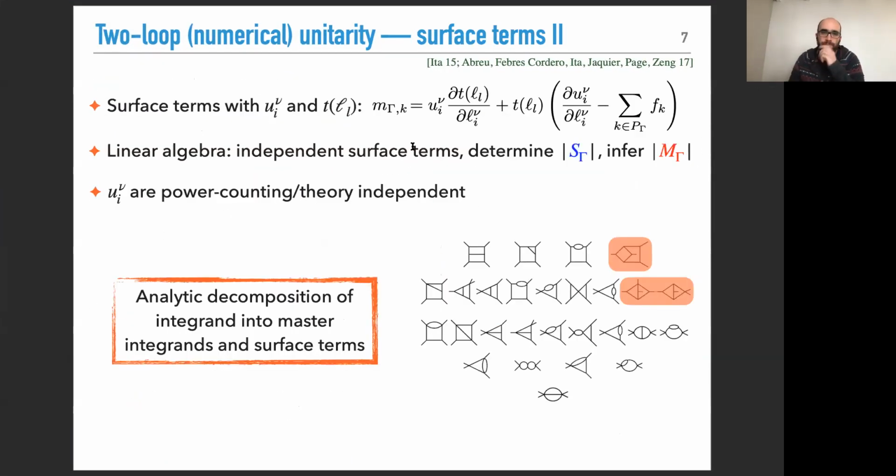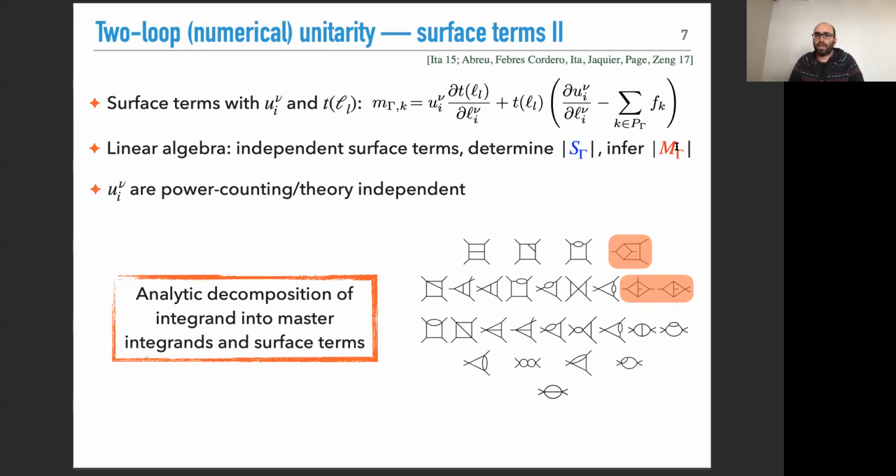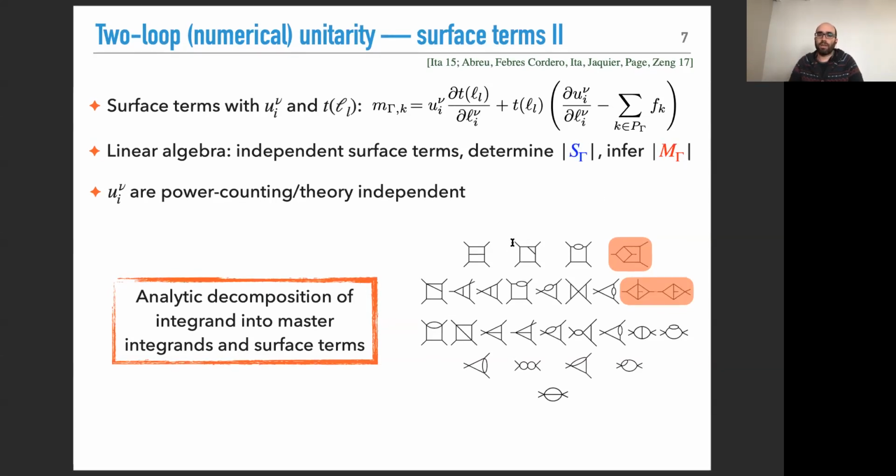Okay, so we build these surface terms, and once we have built a large number of surface terms, it's a linear algebra problem to classify which ones are independent and which ones are not, and this gives us the dimension of the surface terms function space, from which we can infer the dimension of the master integral function space. Just to be more specific, for instance, in this double box, you would find at the end that there are two master integrals, and all the rest of the integrand function space can be filled with surface terms. And most of these sets of propagators would actually have no master integrals associated with them.